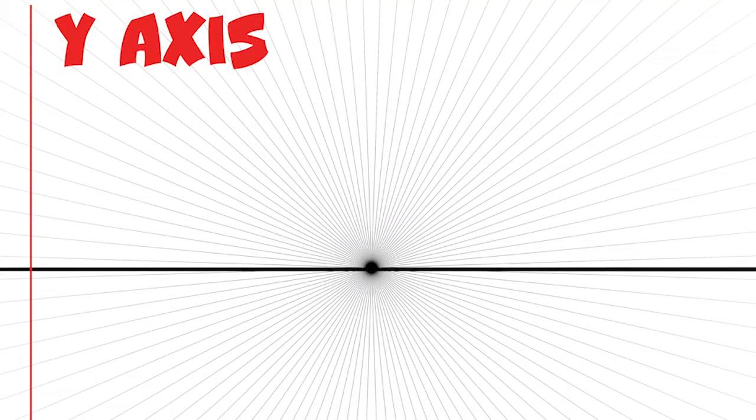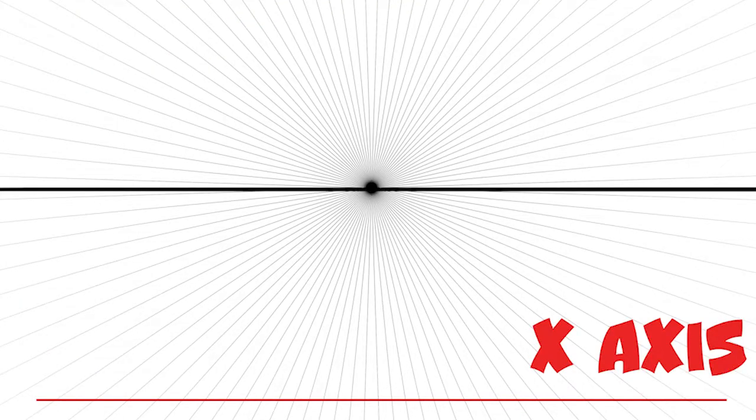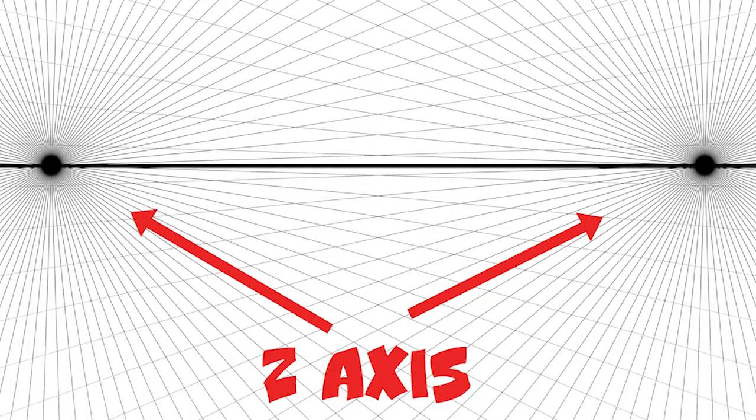The horizon line is determined by the Y axis, which is the up and the down. The station point is determined by the X axis, or the left and the right. And the vanishing points are determined by the Z axis, which is forward and back. Remember, these are the lines that go towards those vanishing points. And all 3 of these come together to create the illusion of perspective on a 2D surface.